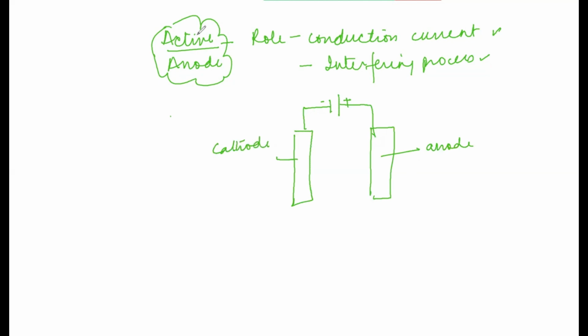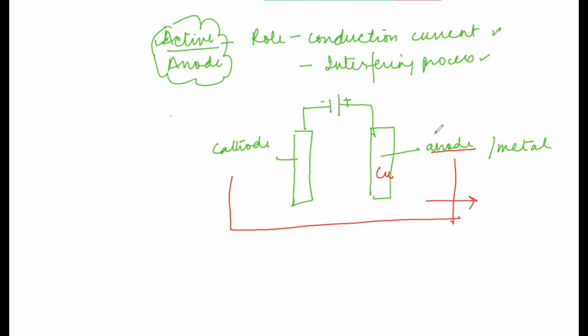This is going to work as an active anode if it is made up of whatever metal, apart from platinum and graphite. Let's suppose it is made up of copper. If it is made up of copper, then this copper metal anode should be dipped in its own salt solution. So that means a copper electrode, if it is attached to the positive terminal, is going to act as anode.